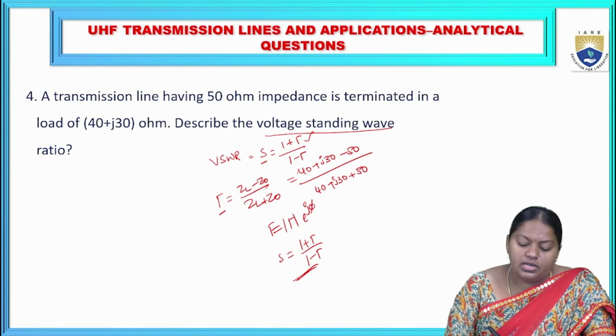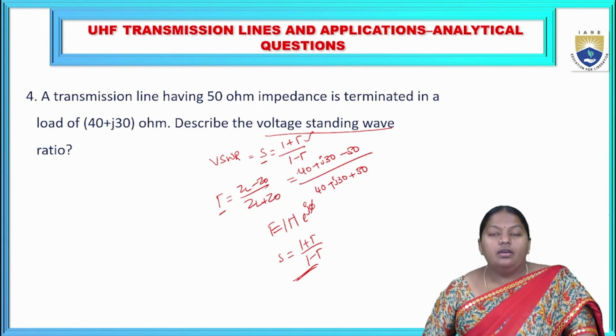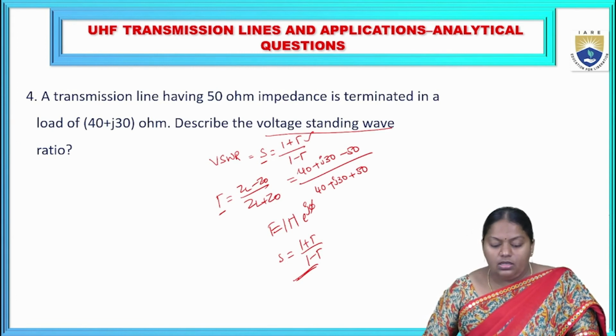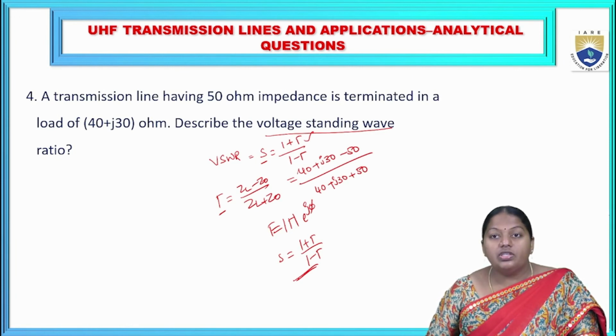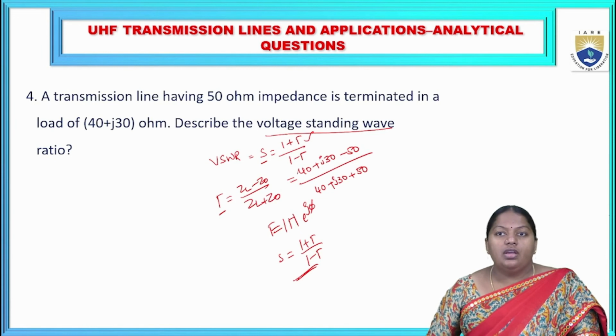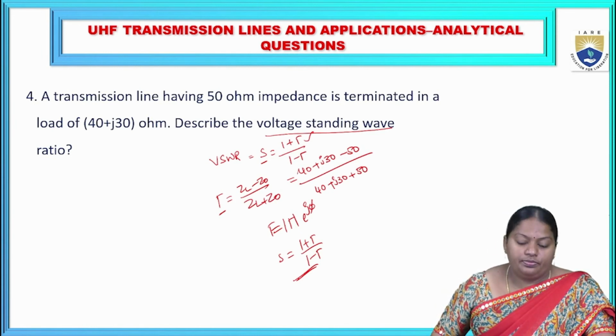Here the reflection coefficient doesn't have any units, and similarly the standing wave ratio also doesn't have any units. Okay? As the reflection coefficient ranges from 0 to 1 and the standing wave ratio ranges from 1 to infinity, those two ranges are perfectly matched.